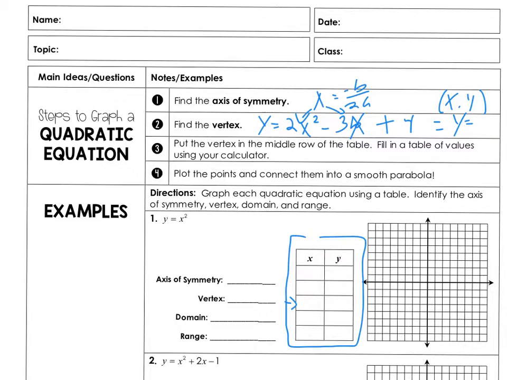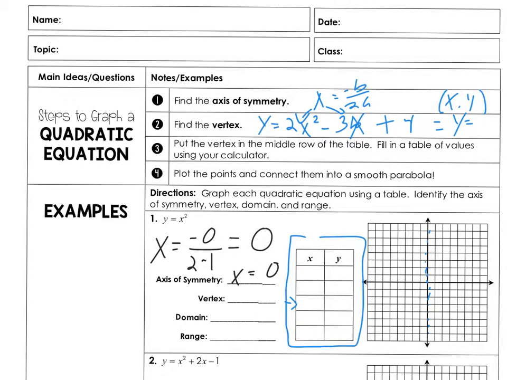So let's see. Graph each. So let's identify, this is our equation, y equals x squared. So let's identify the axis of symmetry, okay? So I'm going to work it right here. X equals, what is negative b? 0. B is 0 over 2 times 1. Well, if b is 0, then the axis of symmetry is just x equals 0. So we know that. That was really easy. And we could graph that, right? I'm going to do it in blue so we can see it. It's just straight going down that line.